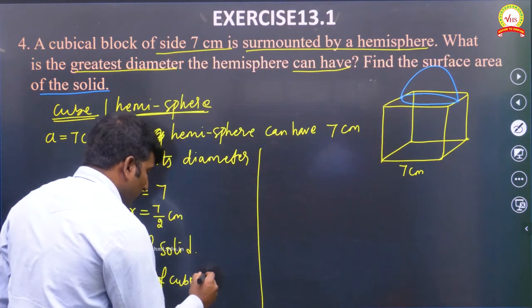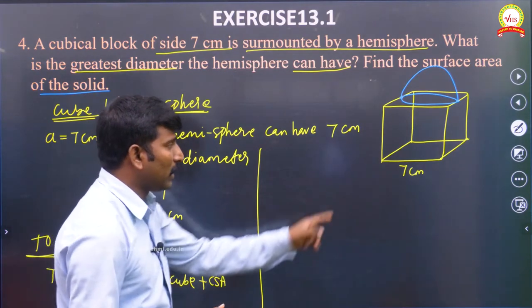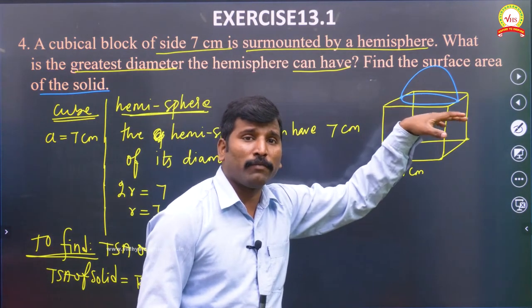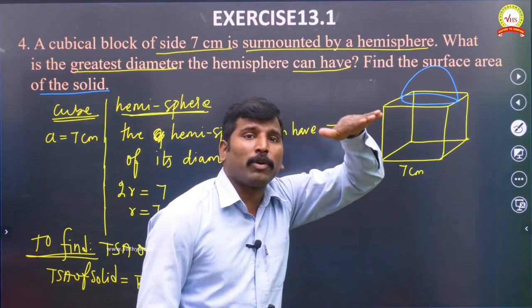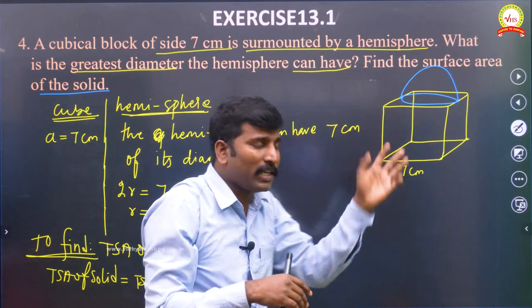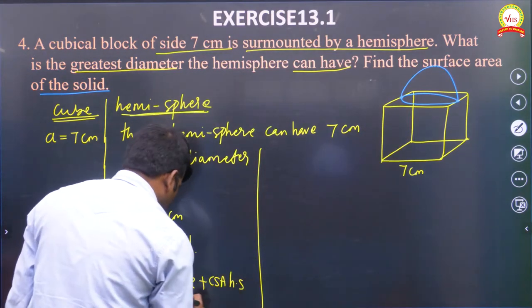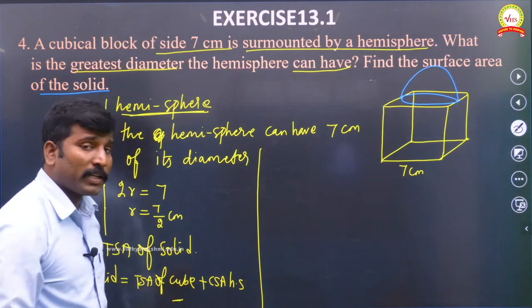So for the hemisphere only, I am taking the CSA, because the bottom will be hidden by the top of the cube, so only the outer part is visible. So I am taking the CSA of half a hemisphere. Okay, minus. So why are you subtracting?